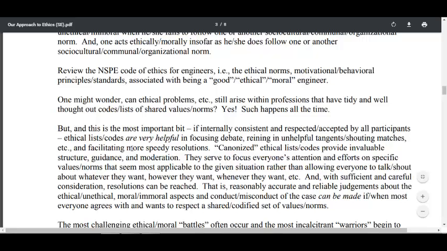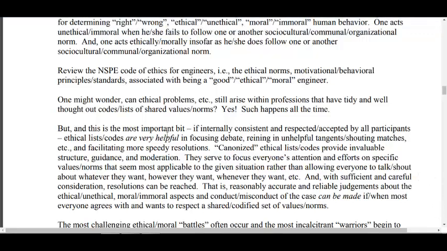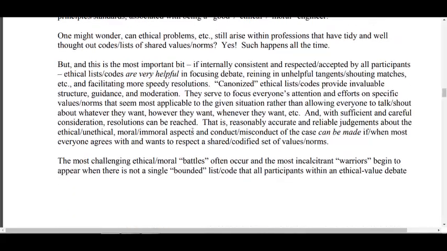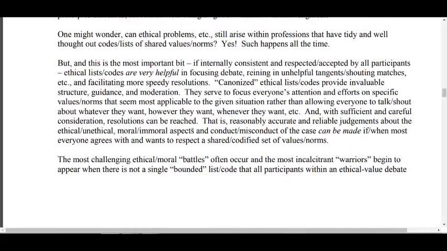So, codes of ethics, whether it's the code for engineers, or for nurses, or for social workers, human resources, teachers, educators, doesn't matter. They're all very helpful because they do the pre-work for us. We already have a list. And if that list is well laid out and tidy, we can immediately look through it and see if any of those norms apply to the particular situation.